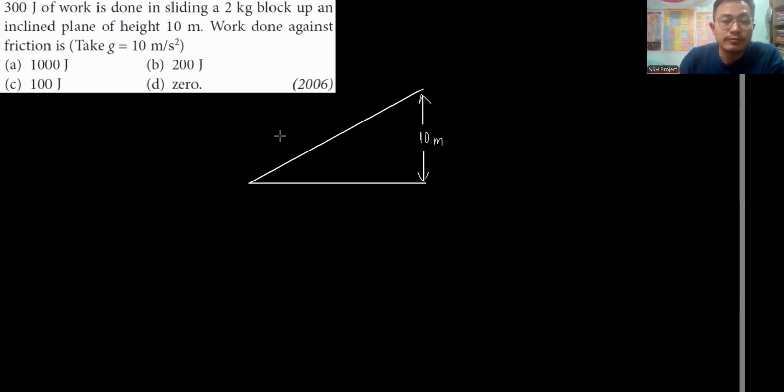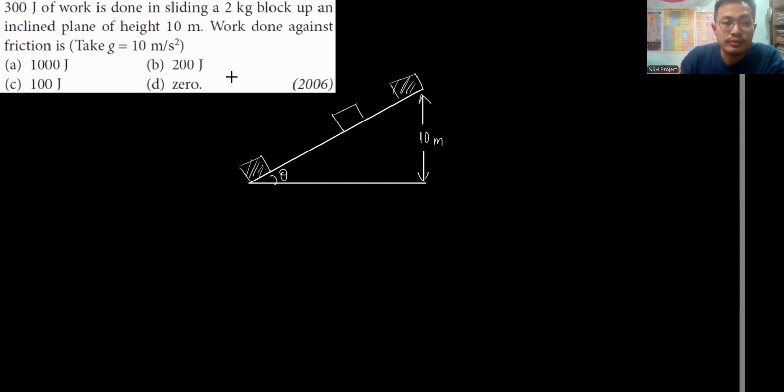All right. Now see, the angle theta is not given. Anyway, fine. So the block is being pushed up the incline, and the work done is 300 joules. So work done against friction is given. Here, the weight of the block is mg.